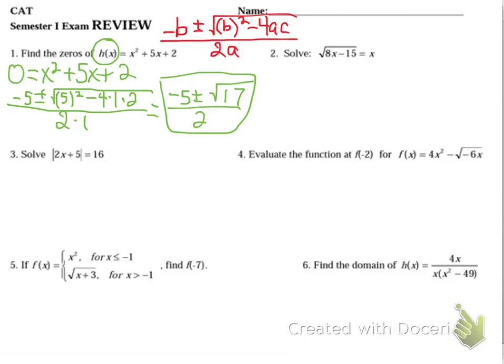Number 2, solve the square root of 8x minus 15 equals x. So I do not like square roots in my problems. I want to get rid of them. So I'm going to square each side. On the left-hand side, the square root and the square cancel out. So I'm simply left with 8x minus 15 equals x squared. And again, we're left with a quadratic equation. How do I know? Because it's raised to the second power.